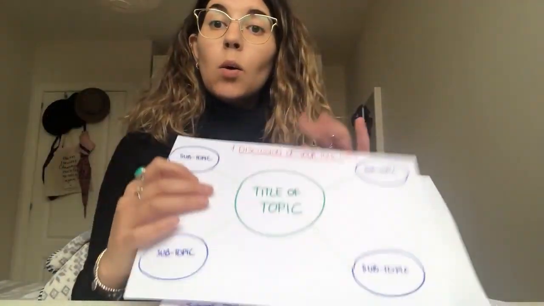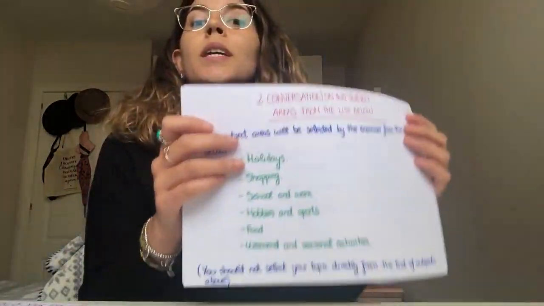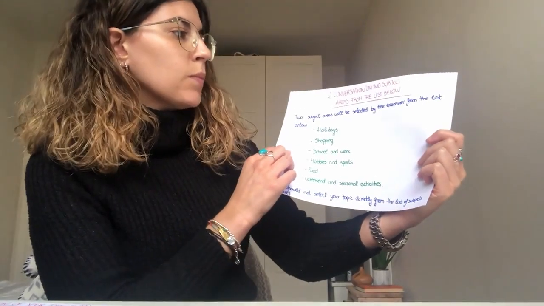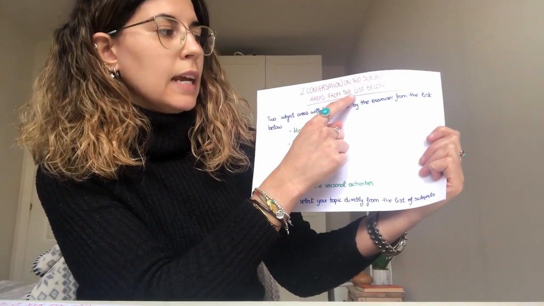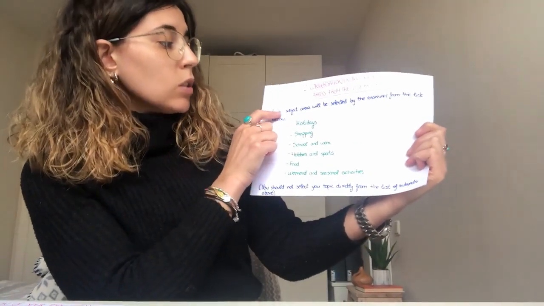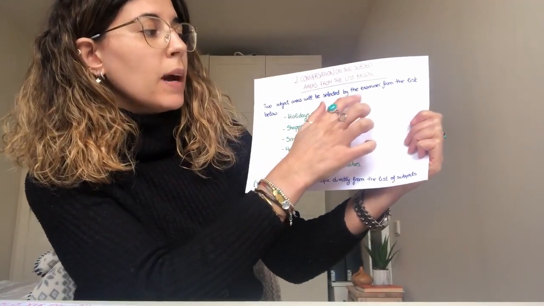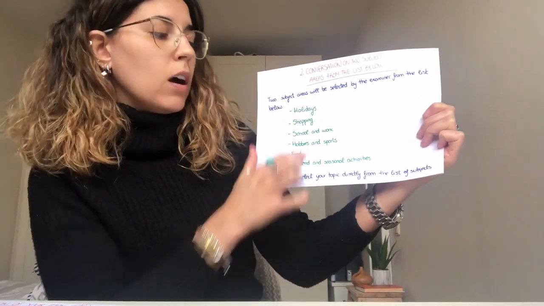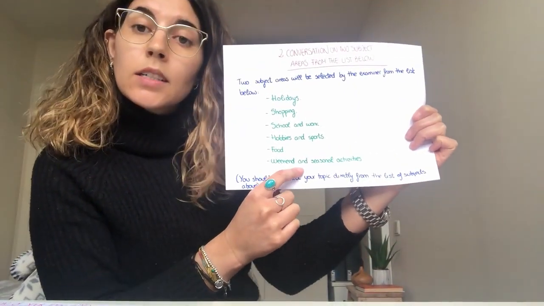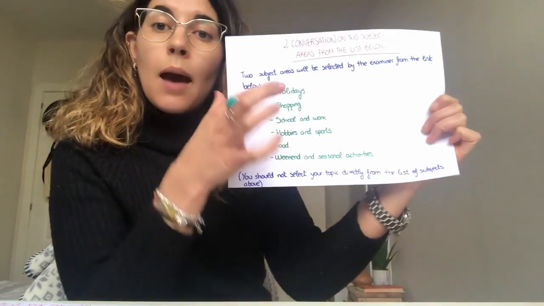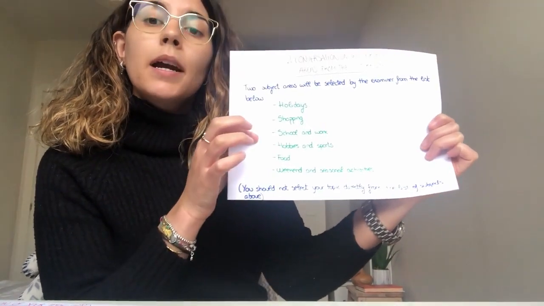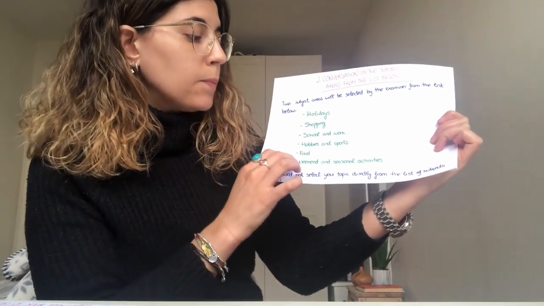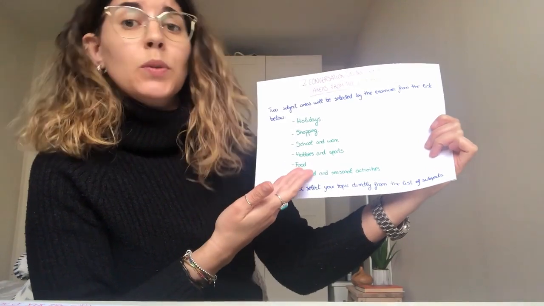So the second part is going to be a conversation with the examiner. In this conversation, you need to choose 2 subject areas from the list below. So 2 subject areas will be selected by the examiner from the list below. That means the examiner is going to choose just 2 areas of this, and there are going to be some questions related to them.